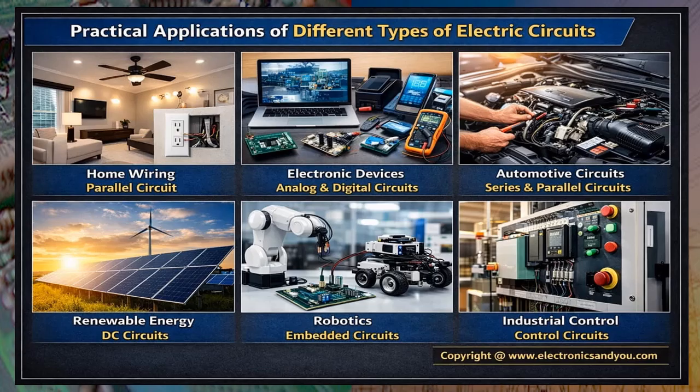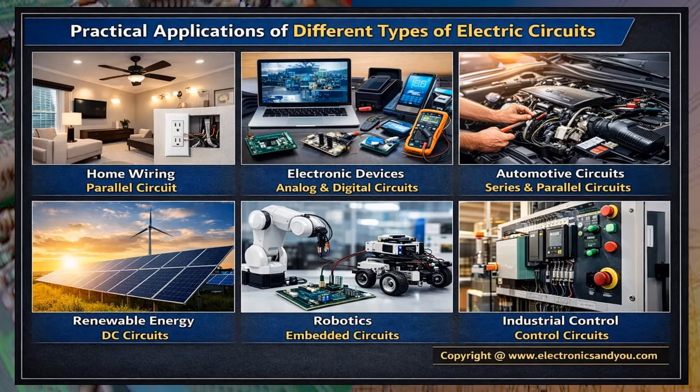We have robotics or embedded systems. These embedded systems usually use transistors, ICs, and processors. They are like mini microcomputers. There's software and hardware to control the operation of these. So this is an embedded system, like robotics.